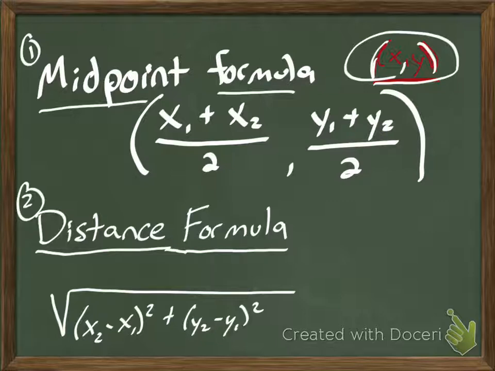Just remember that our midpoint formula, the final answer, has to be in an (x, y), where this is your x and this is your y. And then the distance formula, which would be number 2, and we'll just go along with that.